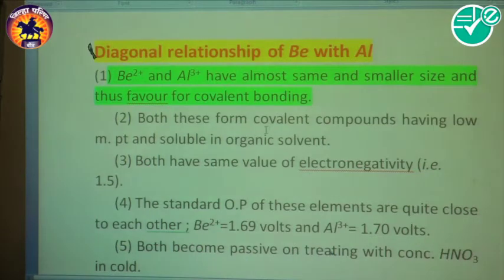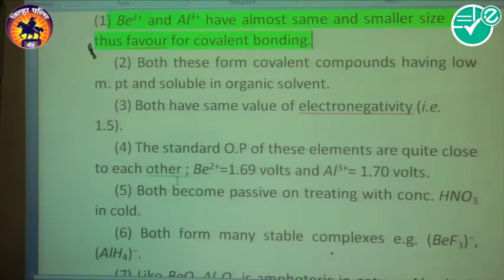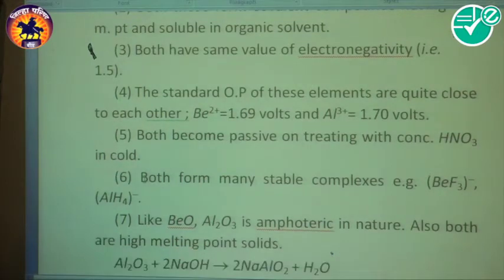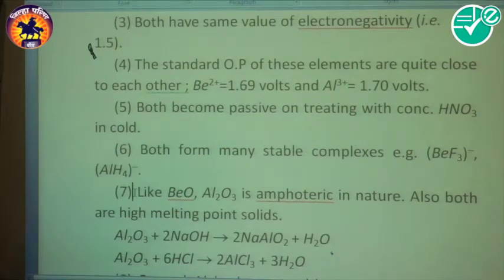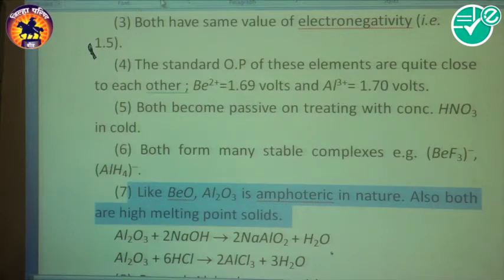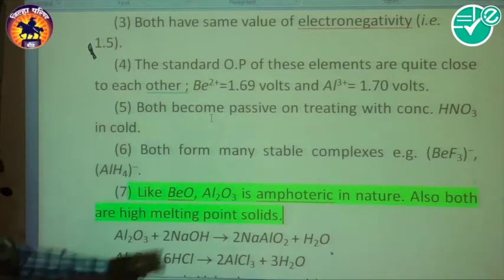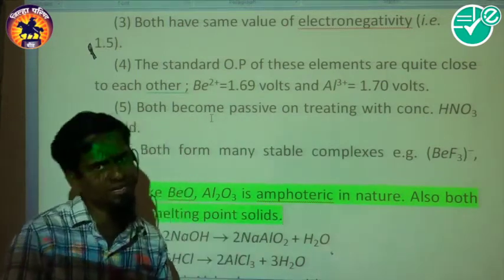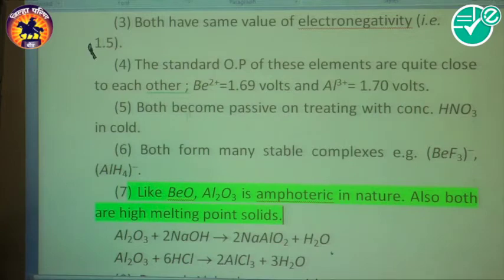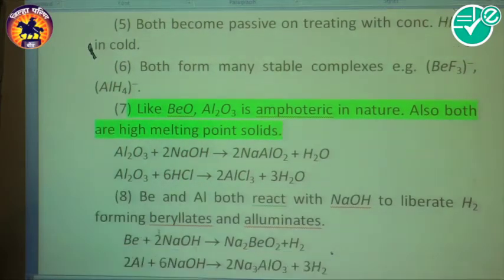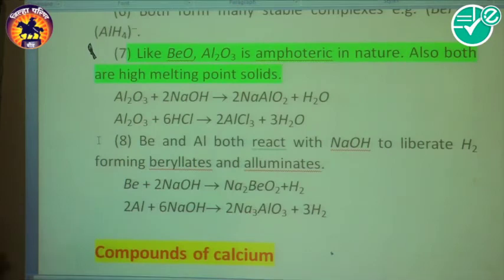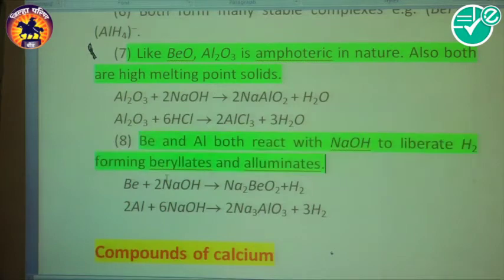Now come to the next. I want to take the important points that are given in your NCERT book for the NEET exam. Like beryllium oxide, Al2O3 is also amphoteric in nature, and the reactions are given; you can see them in your book. But remember this point, the similarities between beryllium and aluminium. The last one: beryllium and aluminium both react with sodium hydroxide to liberate hydrogen, forming beryllates and aluminates. These are the reactions for them.